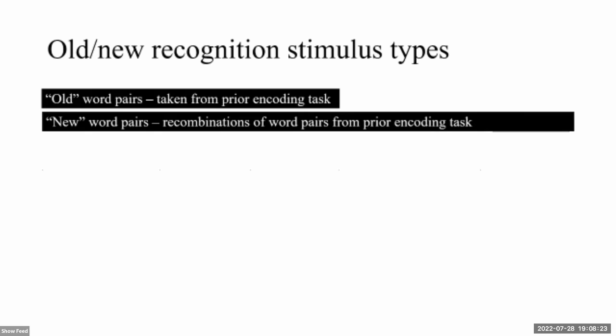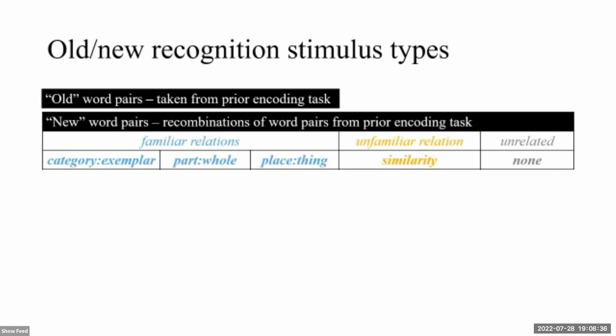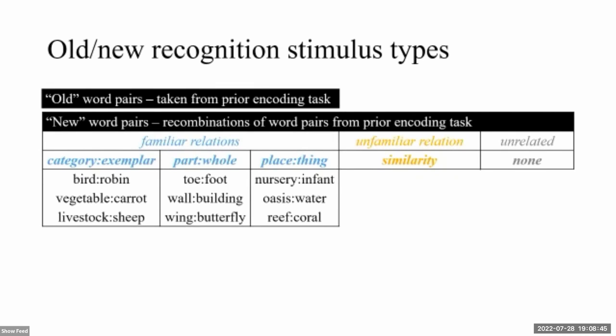So in that old new recognition task, we had, like I said before, a set of old word pairs that were just directly taken from the prior encoding task, and a set of new word pairs that were recombinations, that is, new combinations of the words that were shown during the prior encoding task. And those recombinations featured either one of 4 semantic relations or were unrelated.